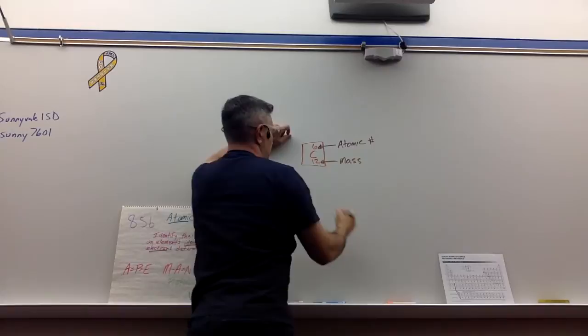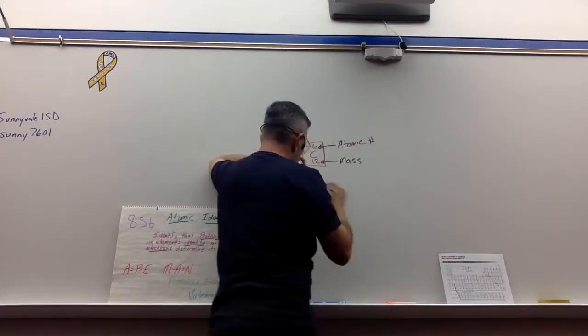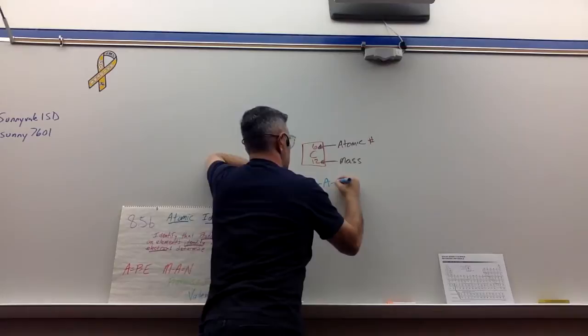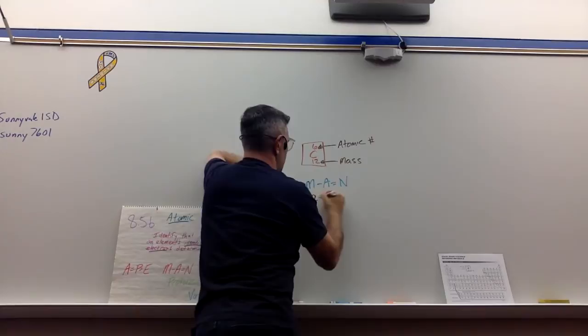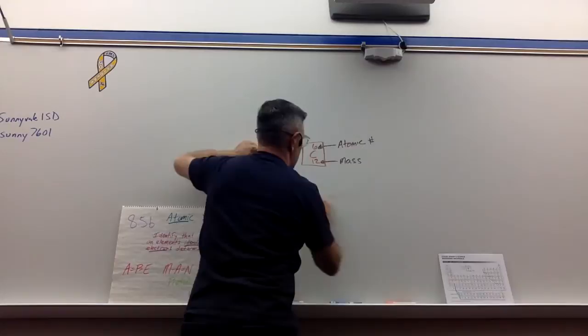And so we need to know that if the mass is 12 and it has 6 protons, how many neutrons does it have? Well, there's the strategy that we have: M minus A equals N. So the mass, which in this case is 12, minus the atomic number, which is 6, gives us 6 as the neutrons.